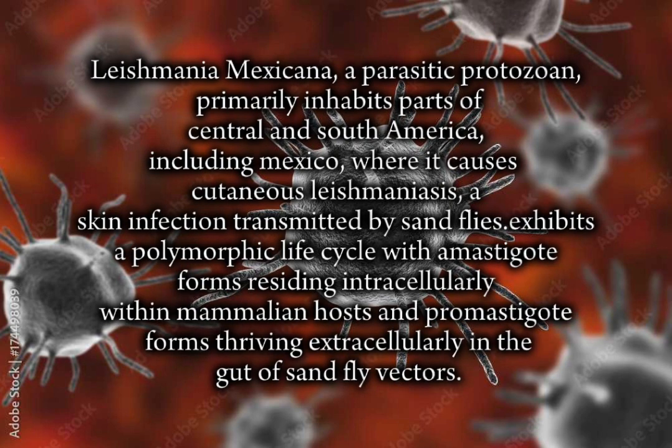Leishmania mexicana, a parasitic protozoan, primarily inhabits parts of Central and South America, including Mexico, where it causes cutaneous leishmaniasis, a skin infection transmitted by sandflies. It exhibits a dimorphic life cycle with an amastigote form residing intracellularly within the mammalian host and a promastigote form thriving extracellularly in the gut of sandfly vectors.